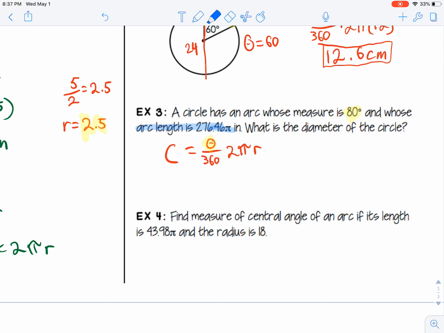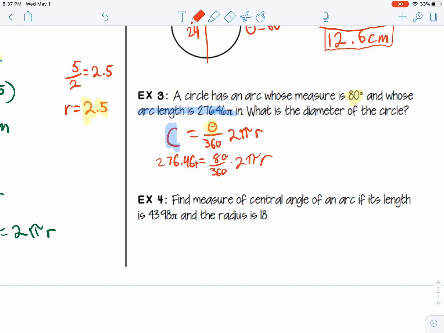Alright, well, you can type that into your calculator and actually get a number for it. But for the sake of this, let's not do it. Alright, so I'm going to plug that in for my C. So what I have to find out is what the diameter of the circle is. So if I plug these guys in, 276.46 equals 80 over 360 times 2 times pi times our radius. Oh, and I forgot my pi right over here. Sorry guys.